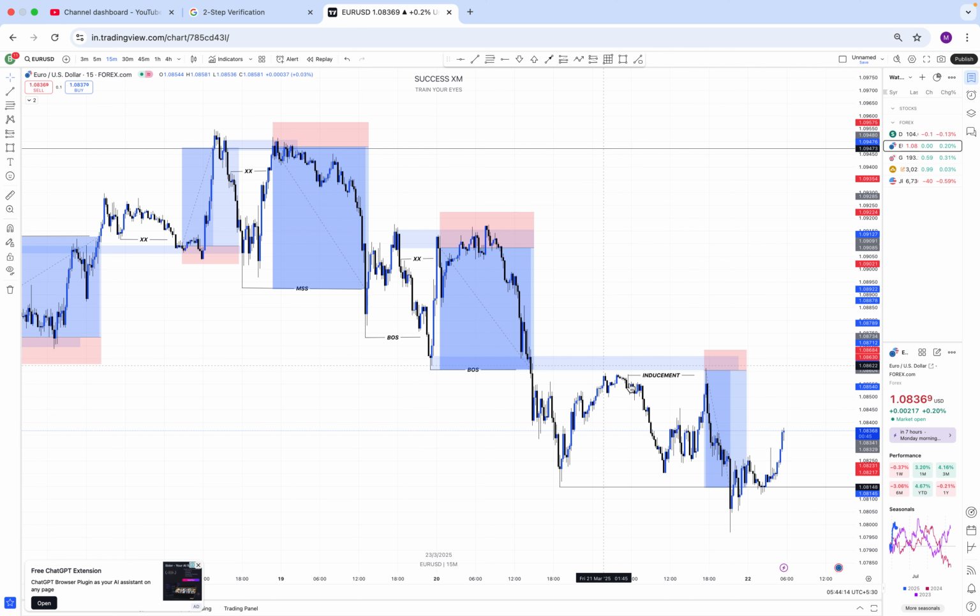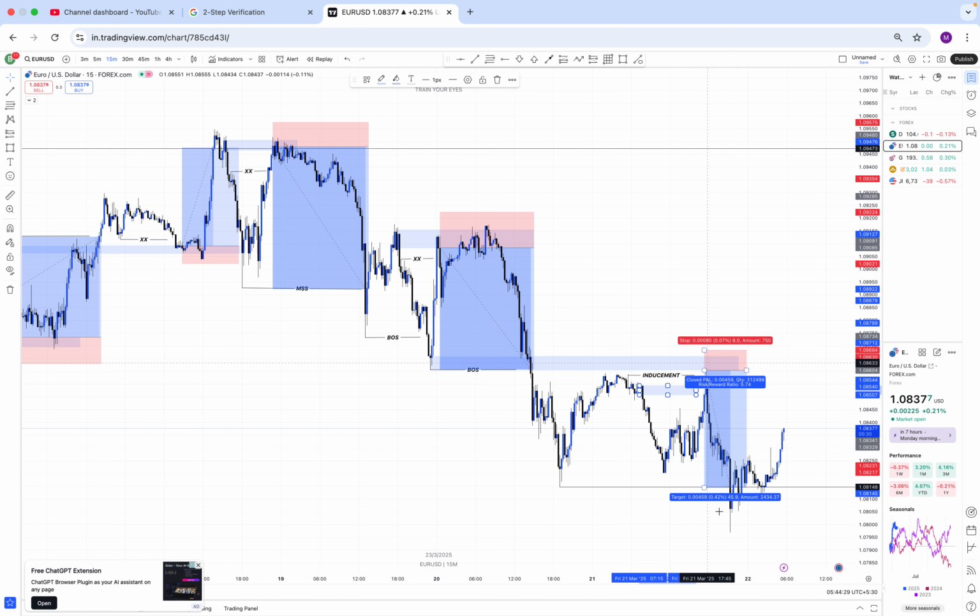So many people had their stop losses where I had this inducement. So many people were buying from this tiny other block here, and their stop losses were somewhere around here, and then they got liquidated, and then price moved immediately.